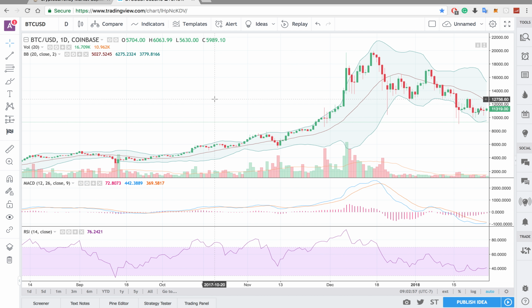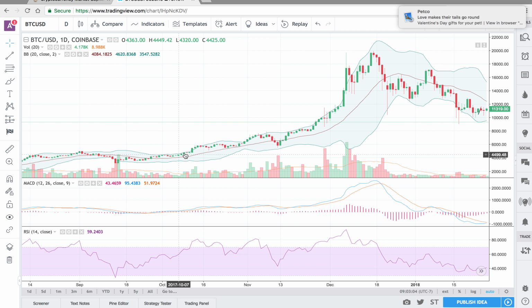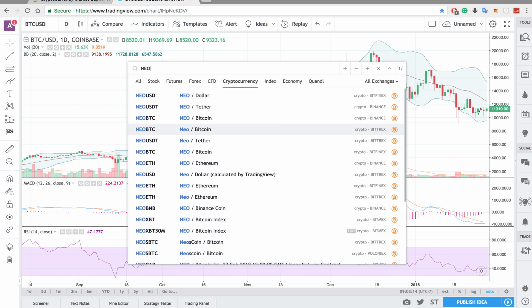So you can see usually when it coils like this, when it gets really thin, that usually means a breakout is gonna happen. So you see the bands get really thin right here, and then it just explodes right here. I'm gonna show you this with a different coin. Let's look at Neo, for example.